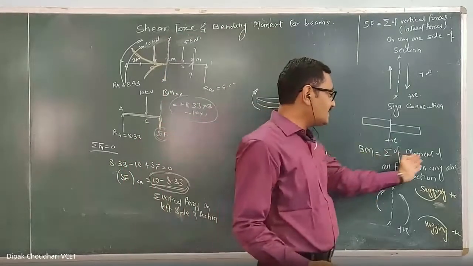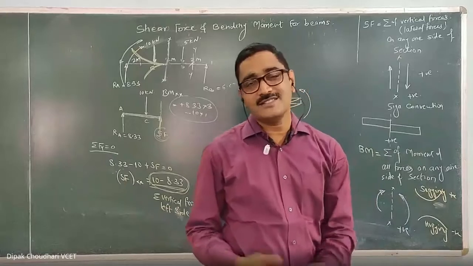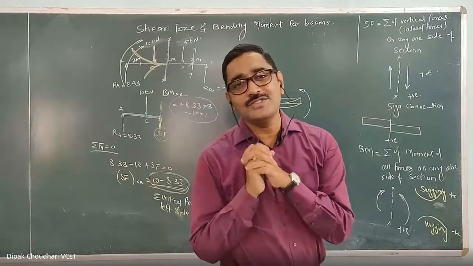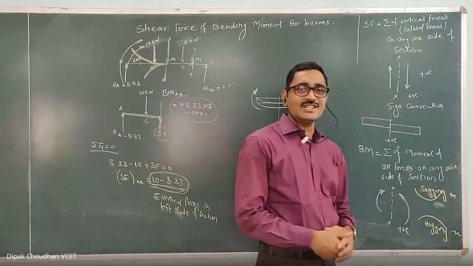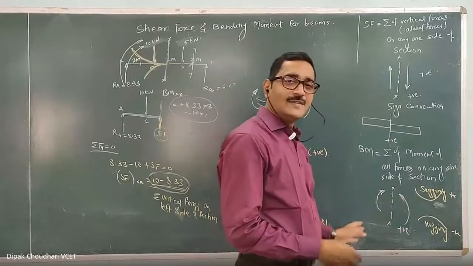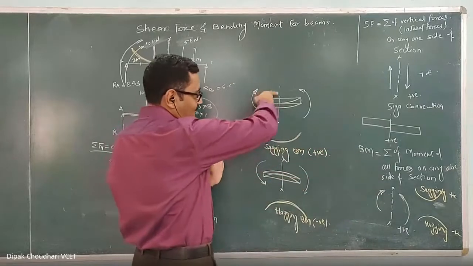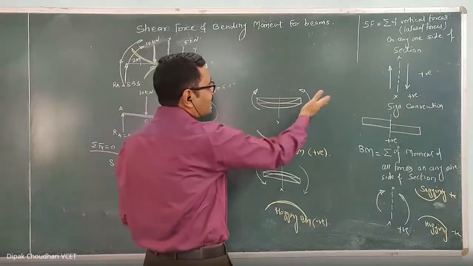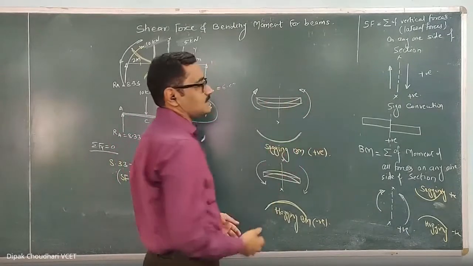Now, since here it is the summation of the moment, you have to use some sign convention. And what sign convention are we going to use here? If we consider this section, on the left hand side of the section, the clockwise moment is positive, and on the right side of the section, the anti-clockwise moment is positive.